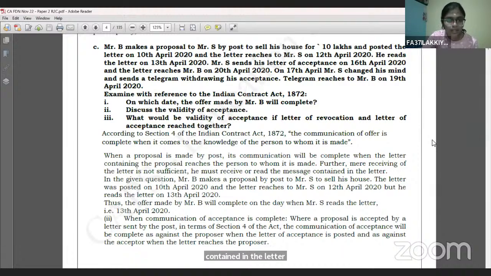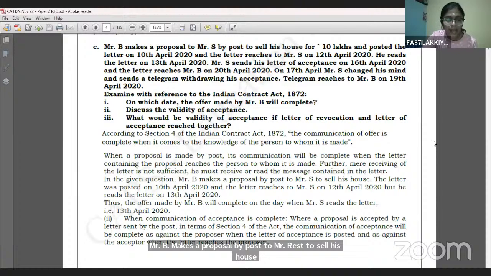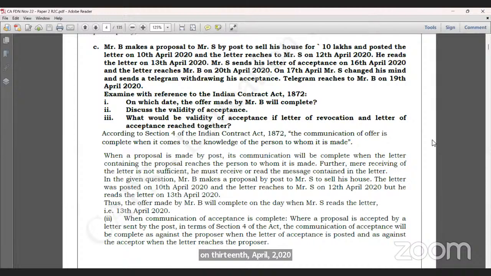In the given question, Mr. B makes a proposal by post to Mr. S to sell his house. The letter was posted on 10th April 2020 and the letter reaches Mr. S on 12th April 2020, but he reads the letter on 13th April 2020. So offer is completed on 13th, correct or no? Offer should be completed on both the promiser and the promisee, right or no? So the offer from the promiser was completed on 10th, but on the offeree it was completed on 13th, right? So the final offer is completed on 13th, right or no?